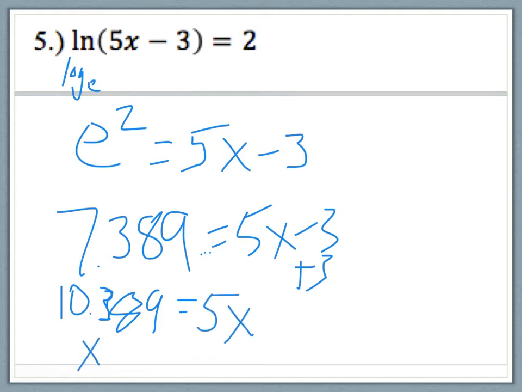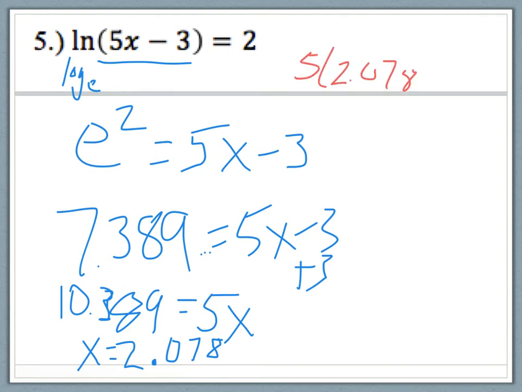So x ends up equaling 2.0778, so let's just round this to 2.078 right there. So then that's our answer. Now let's just plug it back in. We just want to make sure that this does not end up being a negative. So 5 times 2.078 minus 3. Once I do that, well, that's going to be 10 point something minus 3, which is still positive, so this ends up working out.